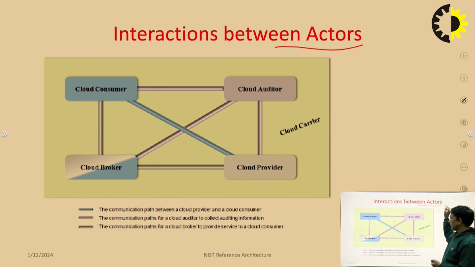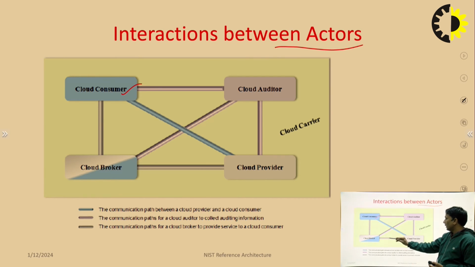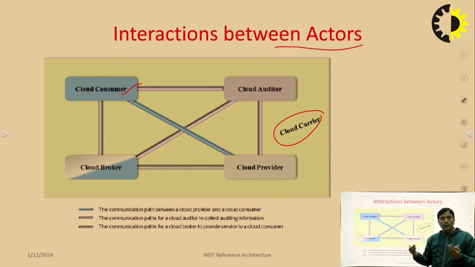Interaction between actors. As we know, all these actors have to interact with each other. So the cloud consumer has to interact with the auditor and cloud broker, and all these have to interact with the help of the cloud carrier, because the cloud carrier is the platform that provides the medium in which the data, application, and services can be shared from one entity to another entity.